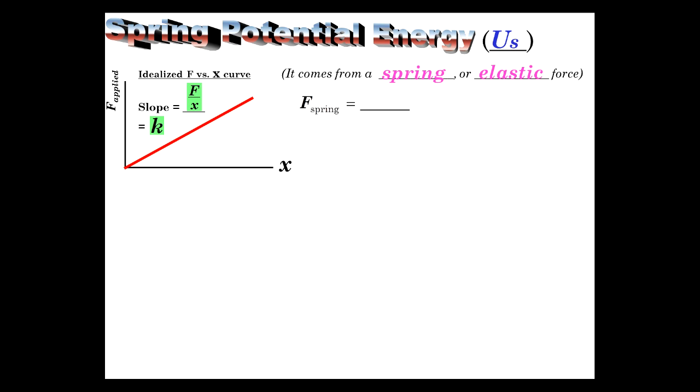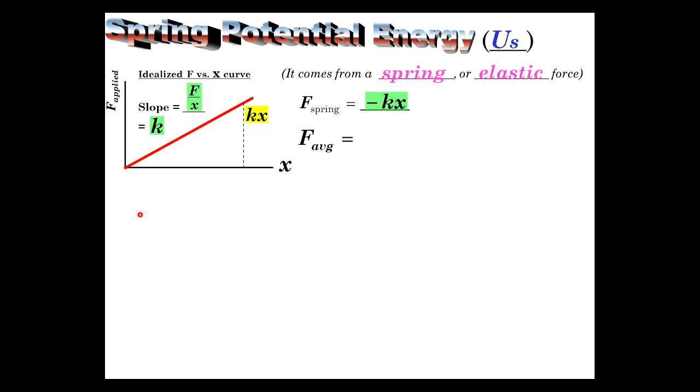The spring force itself then, well, it's Kx, that's the magnitude, because if we take the x and multiply it by the slope, we get the y value, namely the applied force. So Kx is that force. But being a little more careful, F spring is minus Kx.